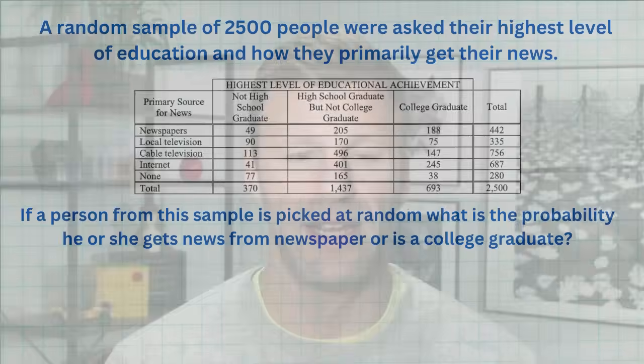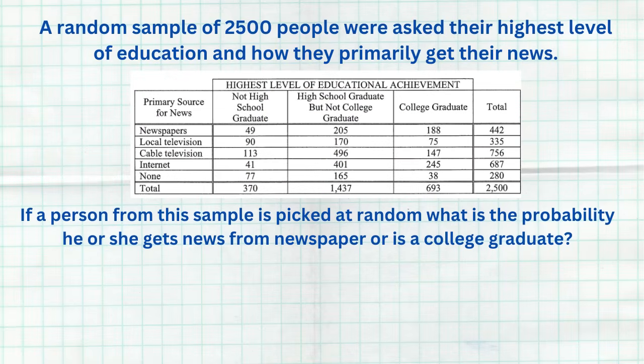So here's an example of a two-way table where this formula is going to come in handy. A random sample of 2,500 people were asked their highest level of education and how they primarily get their news. And in this table, we see lots of options for both of these variables. Now the question is, if a person from this sample is picked at random, what is the probability he or she gets news from newspaper or is a college graduate?